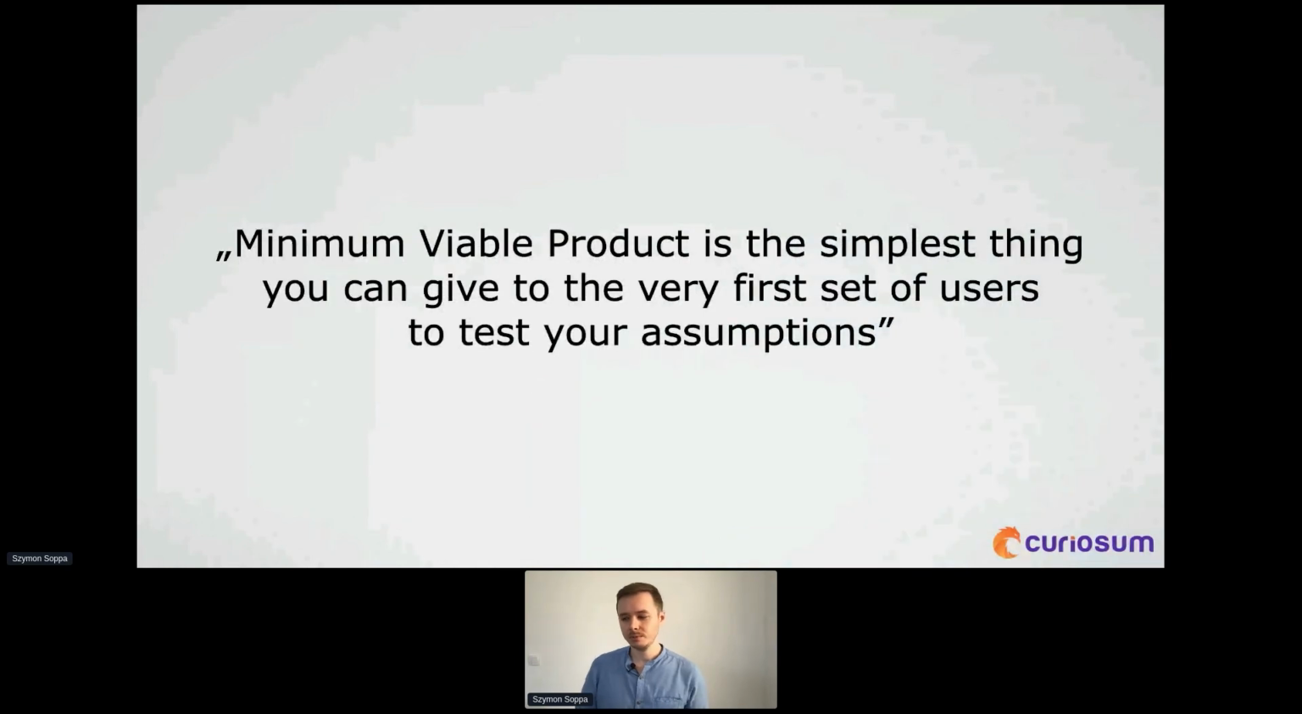And the definition of MVP: minimum viable product is the simplest thing you can give to the very first set of users to test your assumptions. So the problem of many companies is that they are not trying to create the simplest thing. They are trying to create the whole big product. And then they're going to try to introduce this product to the global market, not a local market, not specific targeted users, but the global market. And MVP is a totally different approach. It's the simplest thing you can give to the very first set of users to test your assumptions.